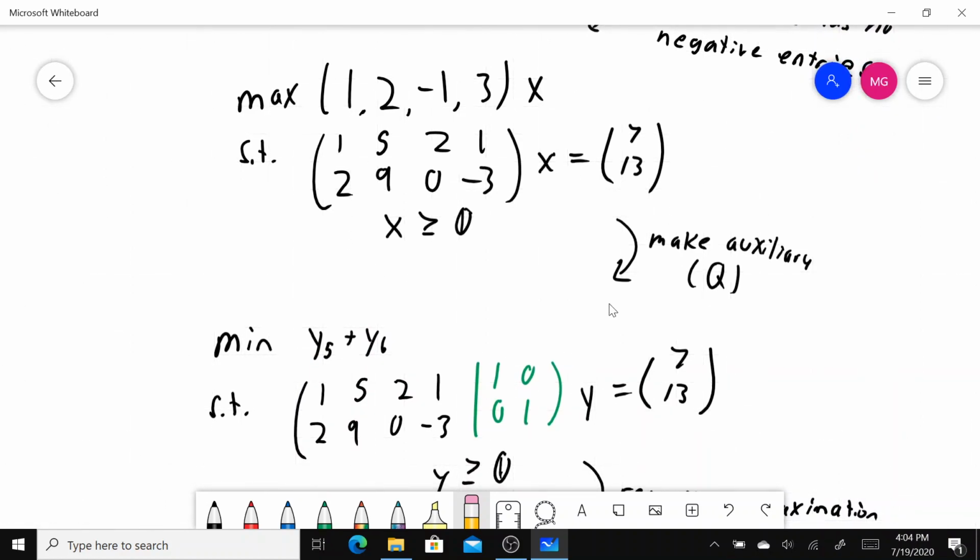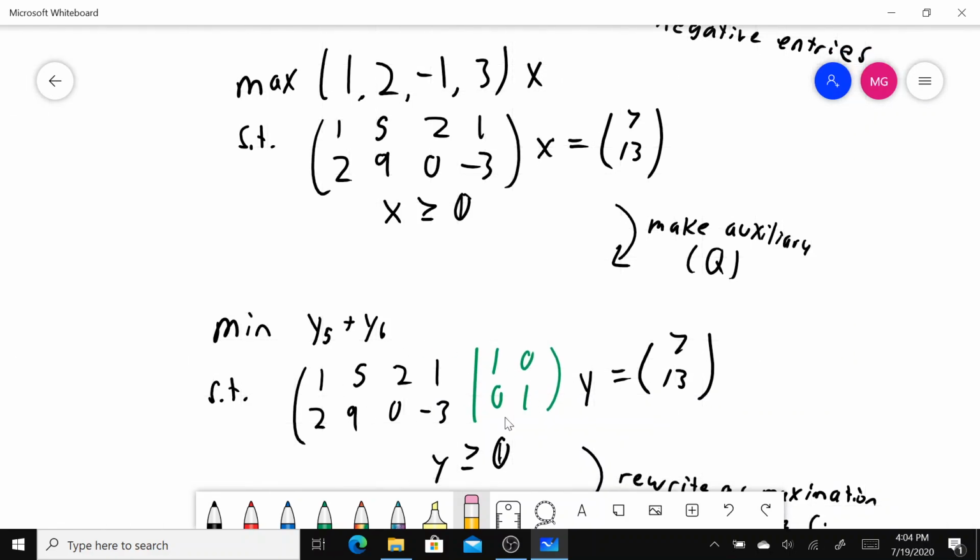And now you construct the auxiliary. How does that work? Well, it's the same matrix as right here, and now you've just appended the identity matrix. It's 2 rows, so it's a 2 by 2 identity matrix here to make dimensions fit, of course. And then this matrix times y equals the same vector b, 7, 13, and y is non-negative. And what you're trying to minimize is the sum of those components of the vector y associated to the new columns that you've added on, associated to the identity matrix. So y5 plus y6. These are columns 5 and 6 here. So that's what we're trying to minimize, y5 plus y6.